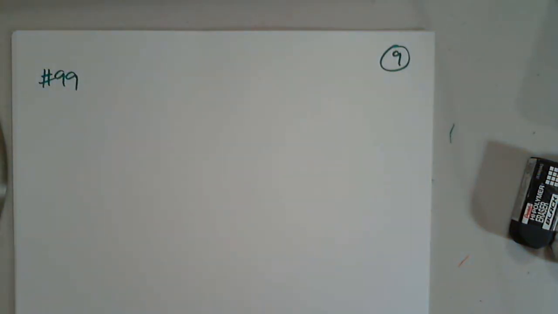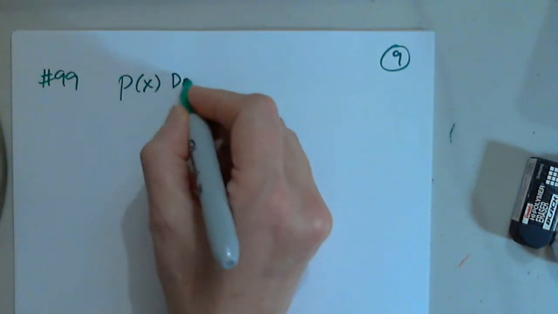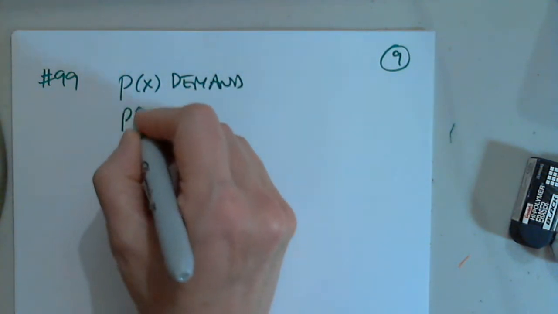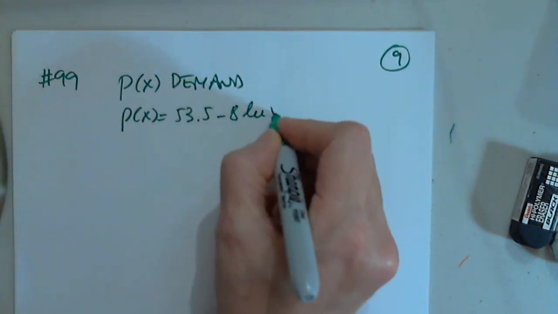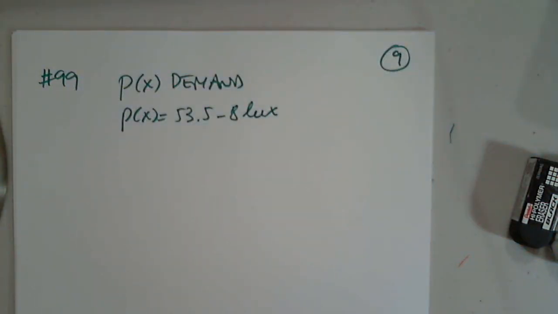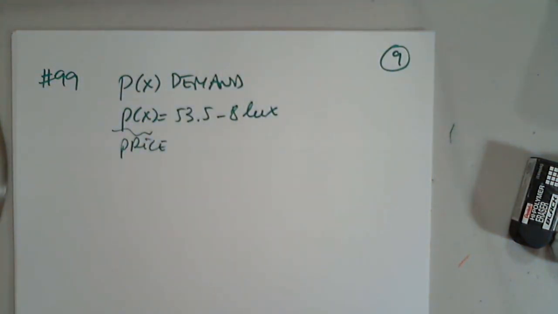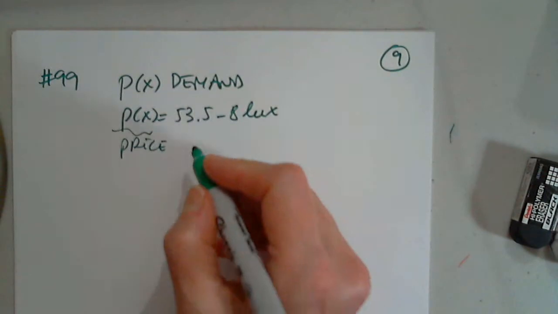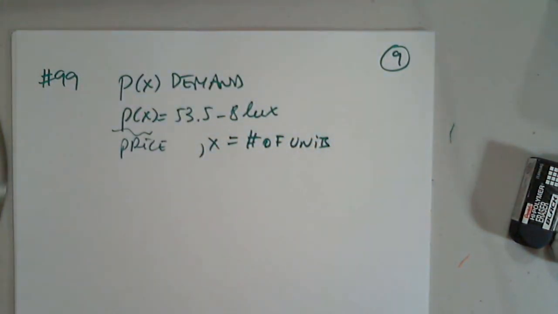99, marginal revenue. The demand for a computer game is P of X, the demand. So P of X is 53.5 minus 8 natural log X, where P of X is the price consumers will pay, in dollars. X is the number of games sold, the number of units sold, in thousands.